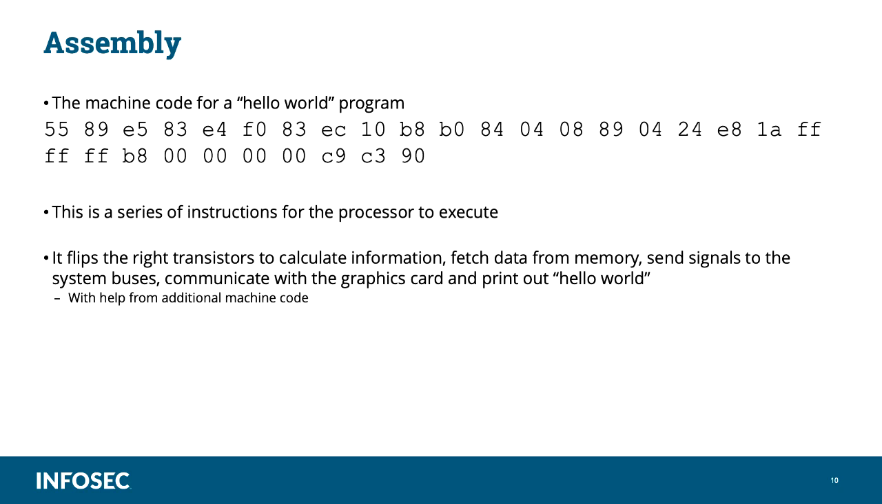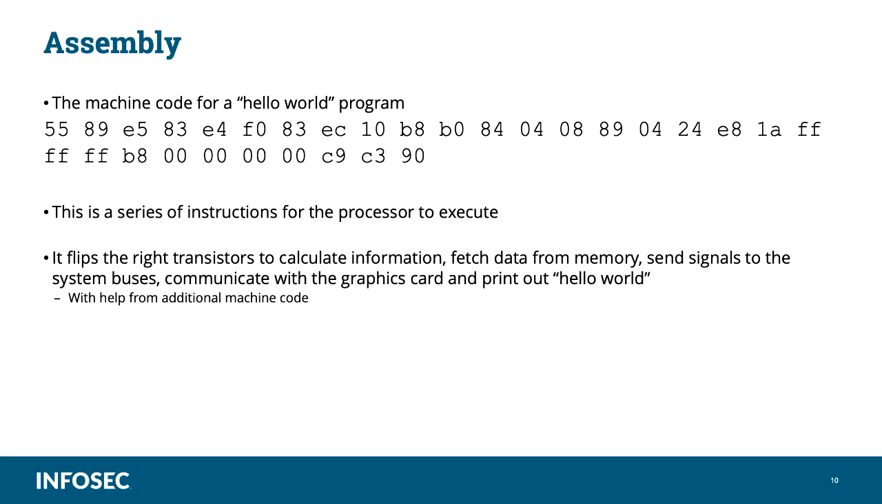The machine code for a Hello World program, the most quintessential program that anyone must write, is below. This is machine code that tells your CPU to run Hello World. It's a series of instructions for the processor to execute. But what's that actually doing?